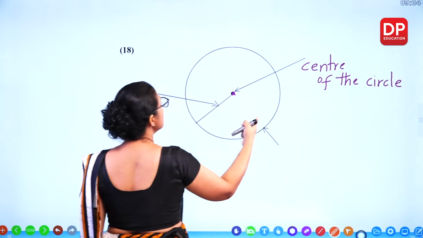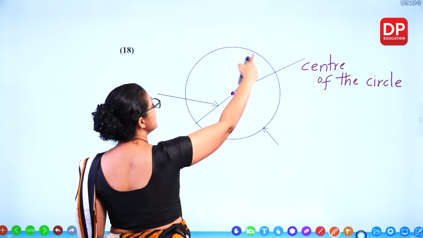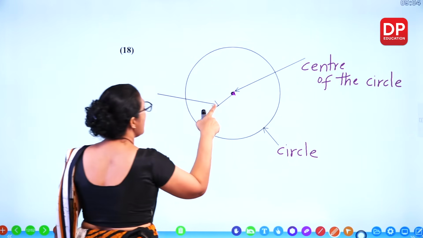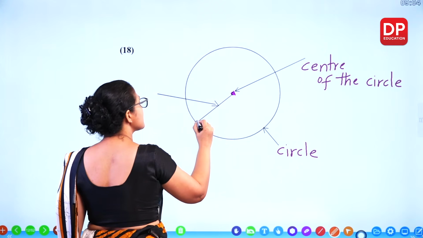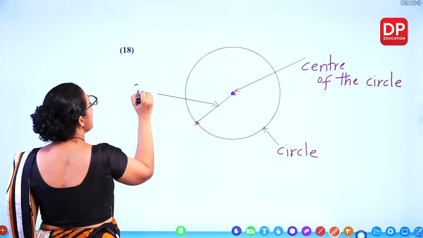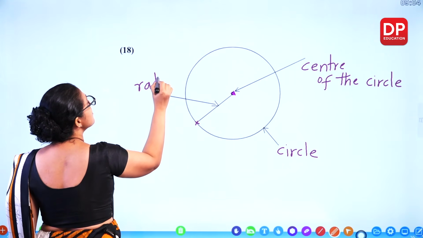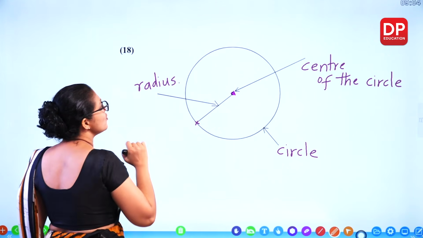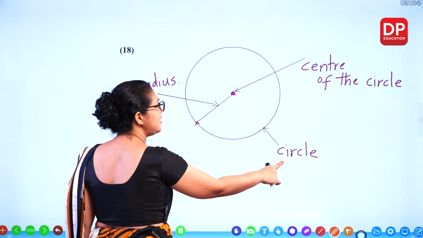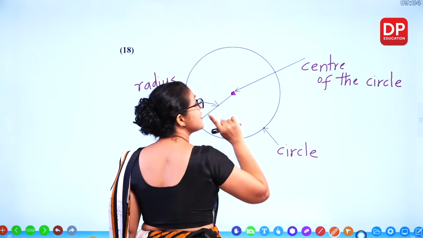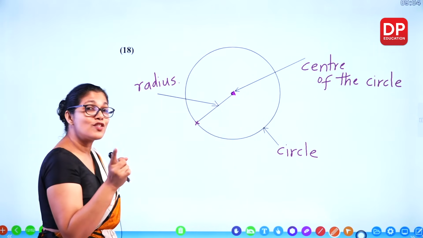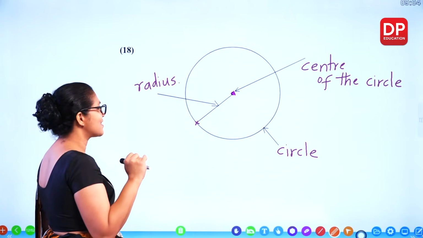What about the shape? Shape is a circle. And what do you call this distance from the center to the circle? We call it radius. So you learned 3 words. The shape is a circle. The center point is the center of the circle. And the equal distance from center to the circle is called radius.